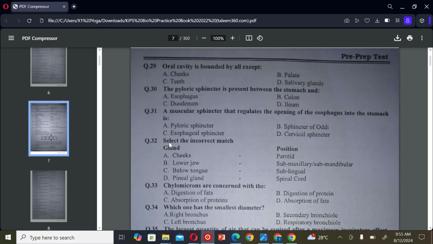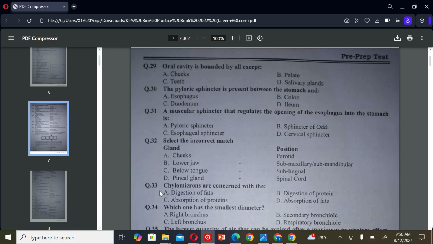Esophageal sphincter. The next MCQ is: select the incorrect match. A. Gland, position: parotid, cheeks. B. Lower jaw: submandibular. C. Below tongue: sublingual. And D. Pineal gland, spinal gland. So the correct option is D.